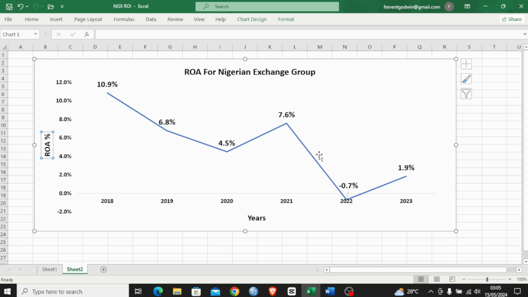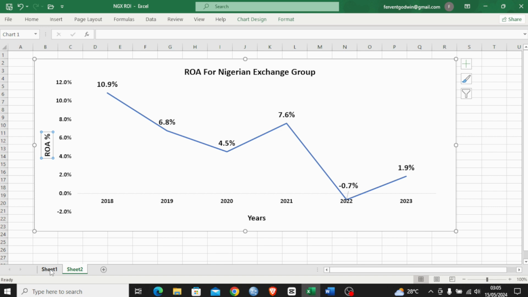Today we'll be looking at the return on assets for this particular company. How well do they generate income from their assets? How well do they maximize their assets? If we look at this chart, we would see that the numbers are represented in percentage. This result is actually computed.